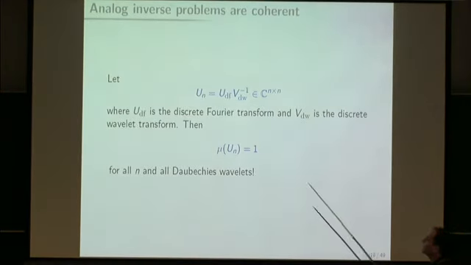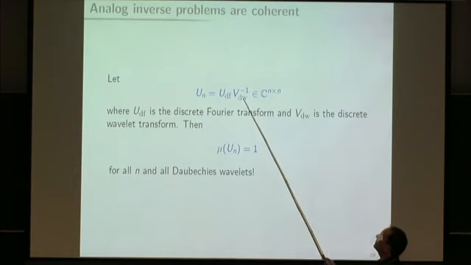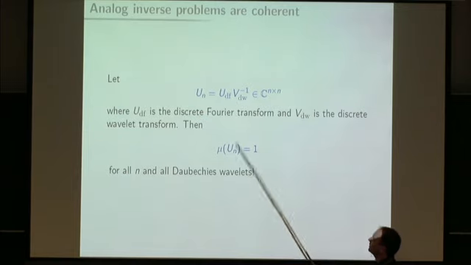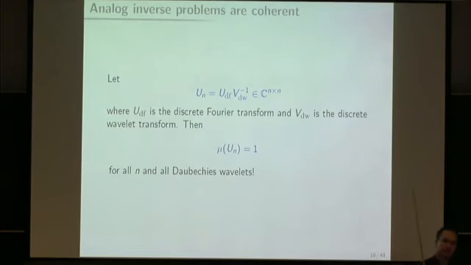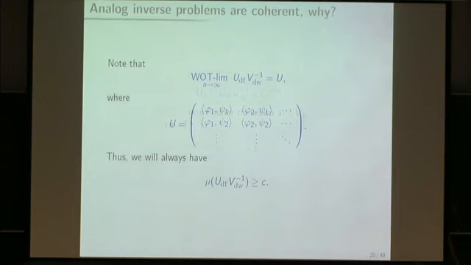if I take the discrete Fourier transform and the discrete wavelet transform, that incoherence is 1 for all Daubechies wavelets and all n. It is completely coherent, which is not good. So then you may say, okay, of course there's something wrong with the Daubechies wavelets. What we have to do is to cook up some new wavelet system that may be more incoherent, if you will. And here is really the key thing.